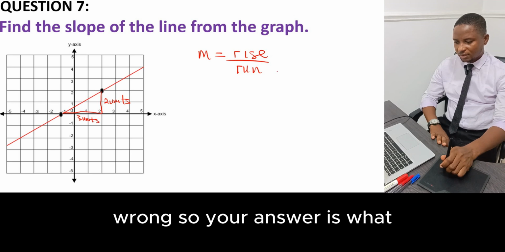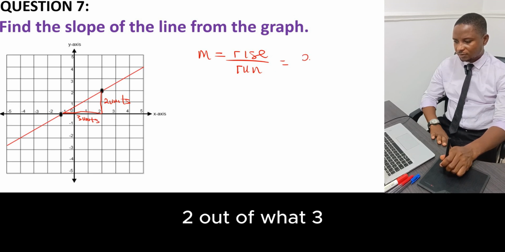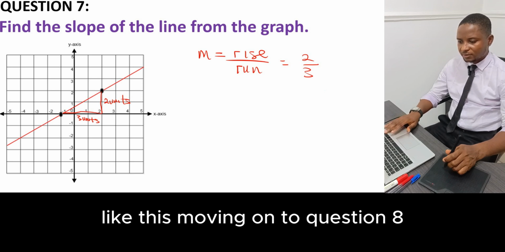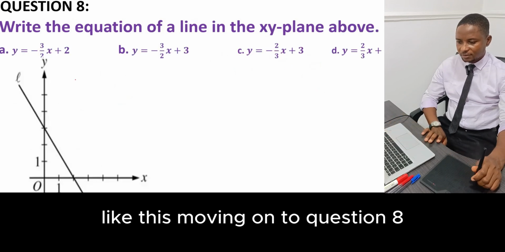So your answer is what? 2 out of what? 3. And that is how to find the slope of the equation of a line that is scaled like this. Moving on to question 8.